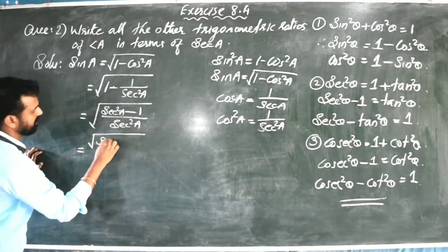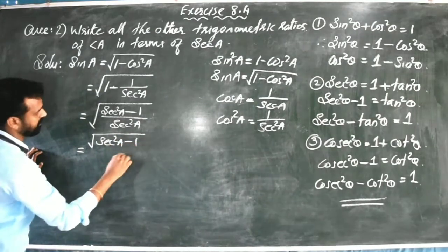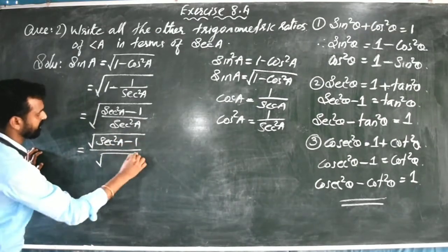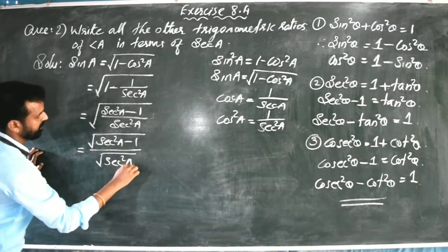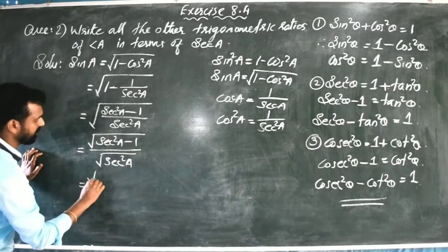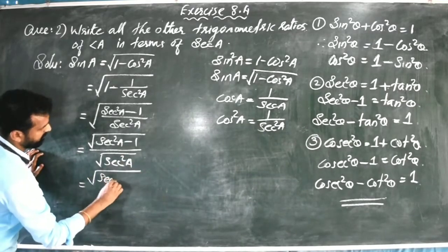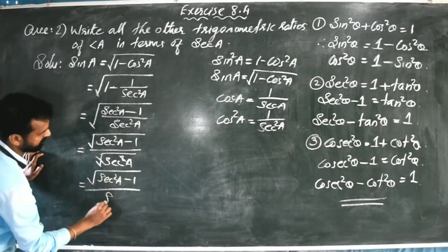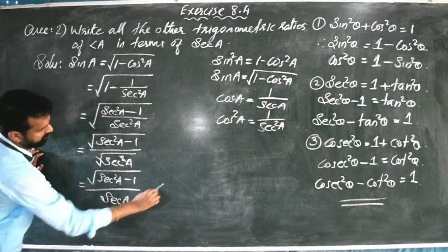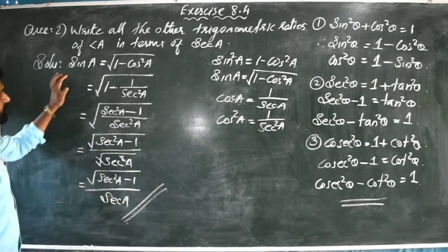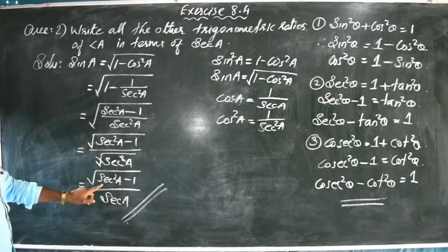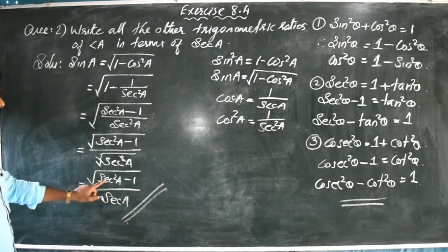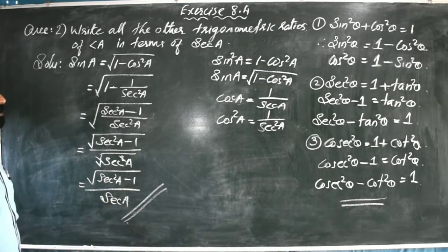Square root of sec square A minus 1 divided by square root of sec square A. That is equal to square root of sec square A minus 1 divided by, we can cancel the square, sec A. So we have expressed sin A in terms of sec A only. Square root of sec square A minus 1 divided by sec A.